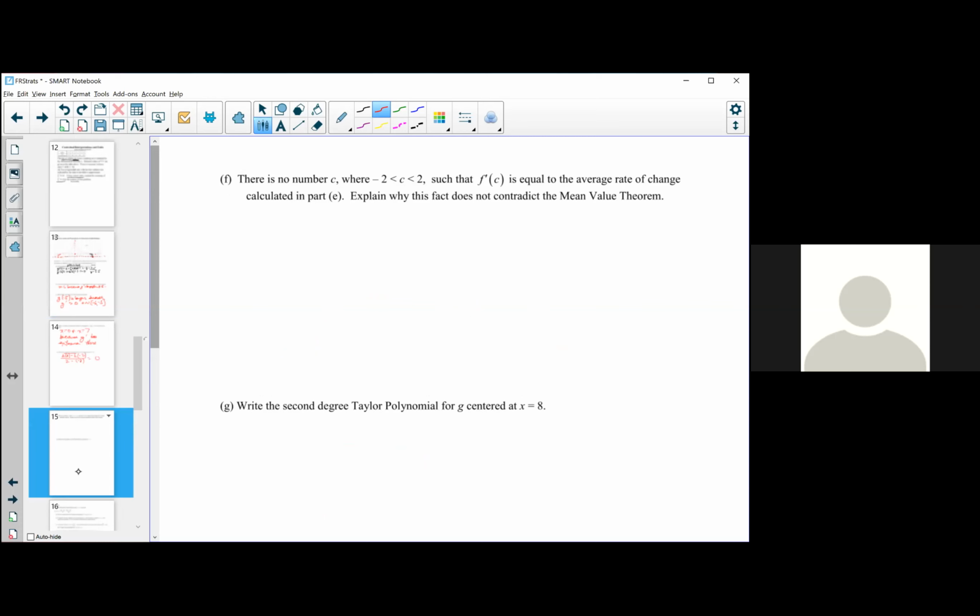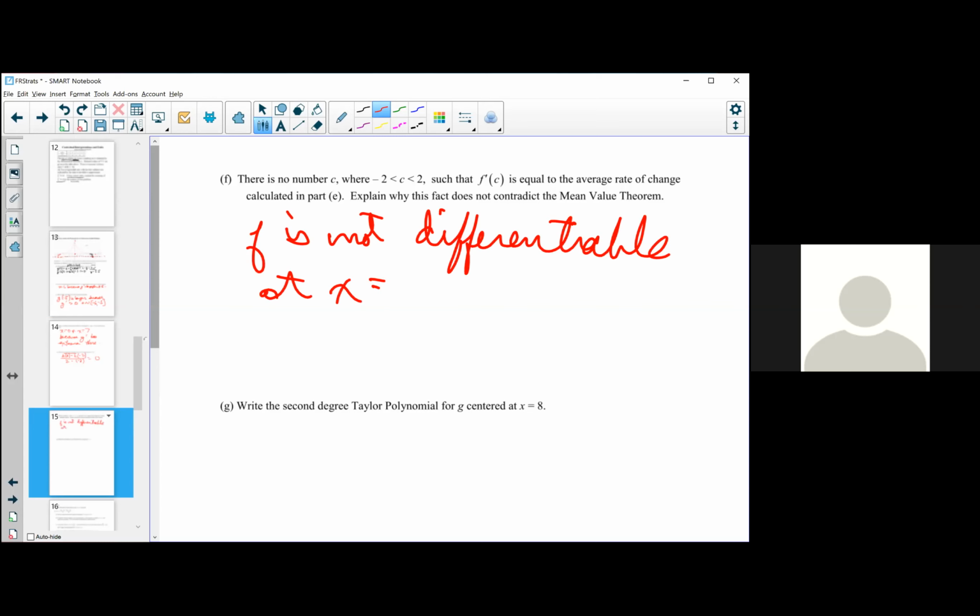That does not contradict the mean value theorem because f is not differentiable at x equals 0, which is in this interval -2 to 2. That's part of the hypothesis of the mean value theorem.